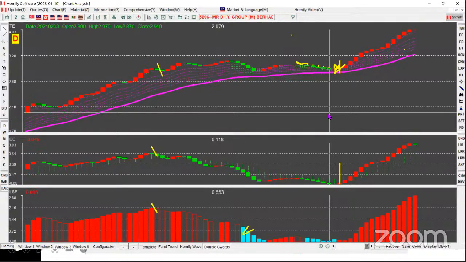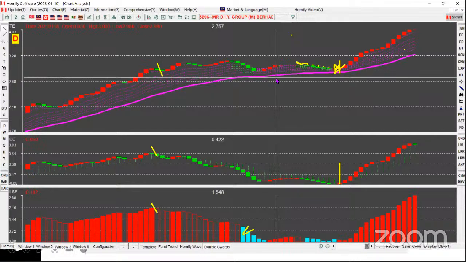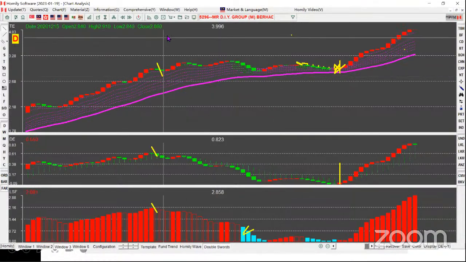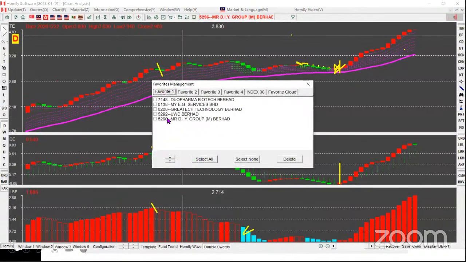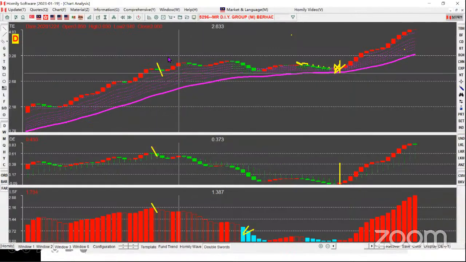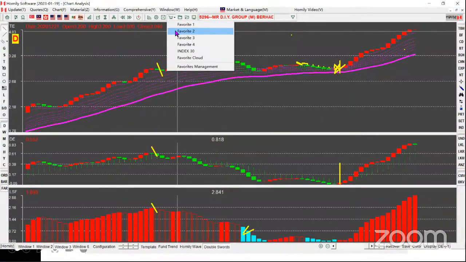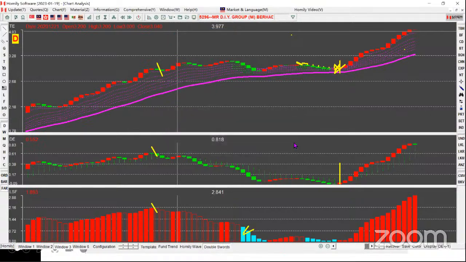How to delete the shares. If I want to delete this one, you just click favorite management. For any stocks that are not good, for example this one, you tick it, then delete. Then you can add into other watch lists. For example, this Mr. DIY, I want to add to favorite too. See, you click, then enter, and add inside.